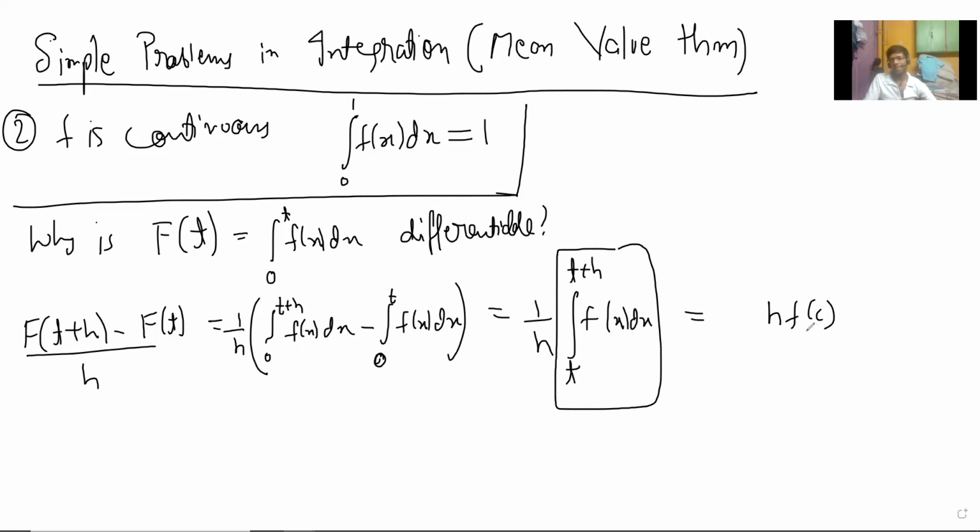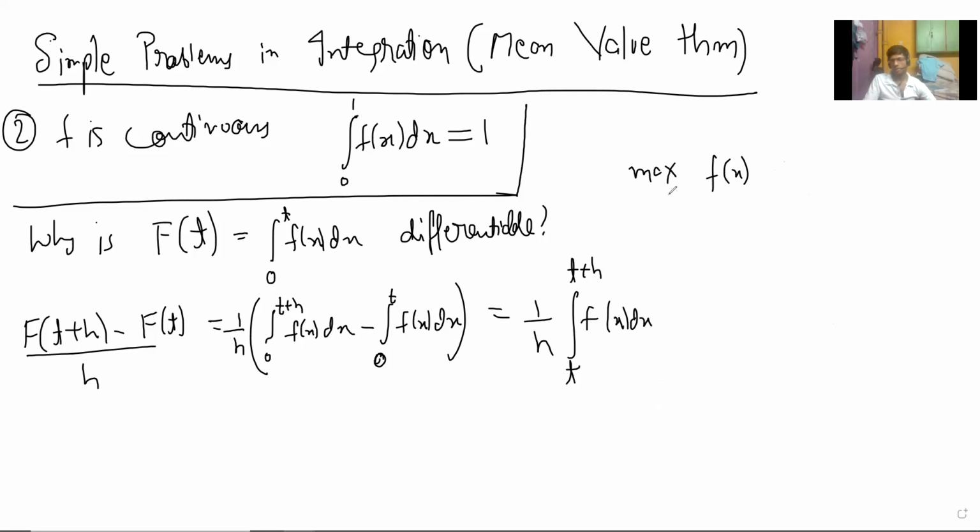Yes, that way also, but it is not very useful here because the c will keep changing based on the h. When you take the limit of h, then you'll get into some questions. So better to avoid it. I think there is a very simple way to do it, because you could say that f of x is bounded in t to t plus h, right? So you can take the max of f of x in this region, and that is some m.